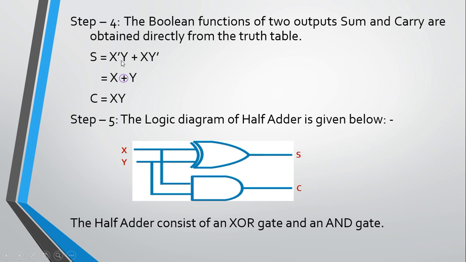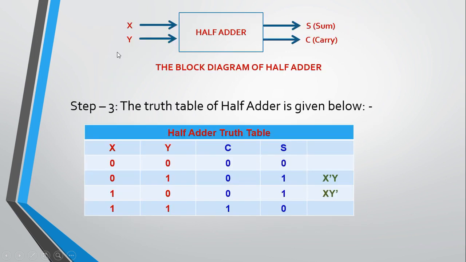How are these Boolean functions formed? Using the truth table. How is the truth table formed? You just need to follow x plus y. x plus y means OR gate. So in the OR gate there is 0 0, that means sum returns 0, then 1, then 1. But in the last combination, when you perform addition of two numbers, it will return sum as 0 and carry would be 1.